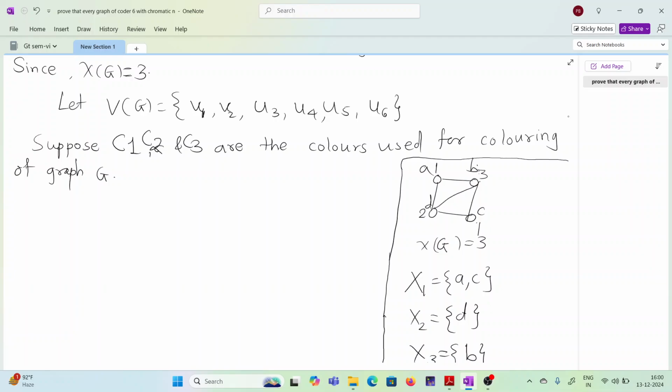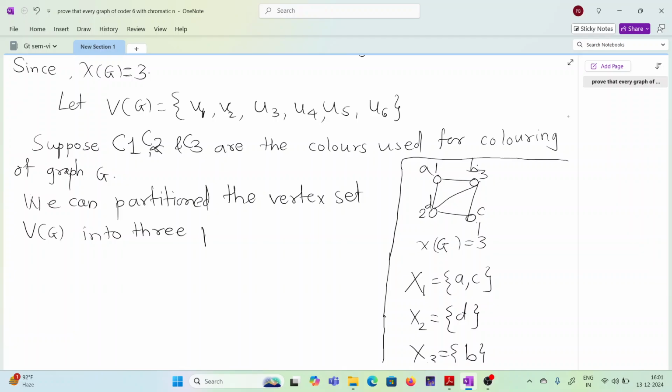Therefore we can partition the vertex set V of G into 3 parts according to the color of each vertex.